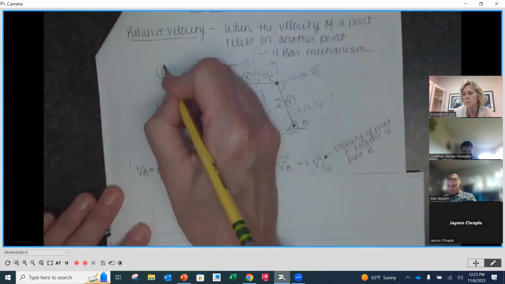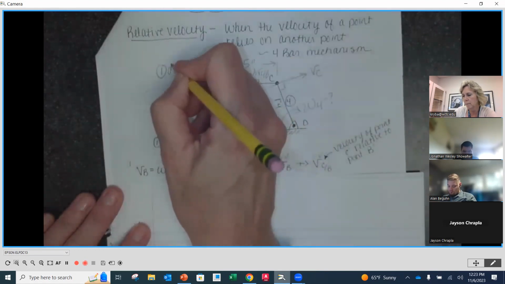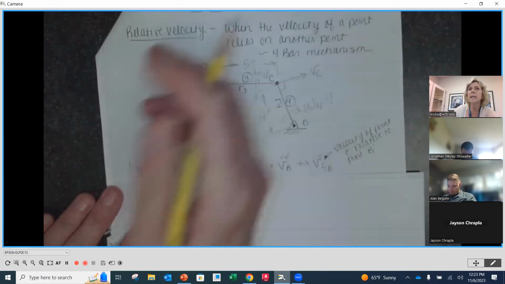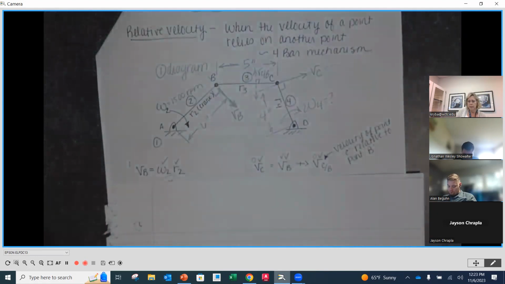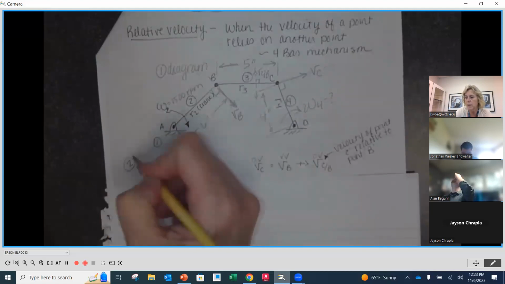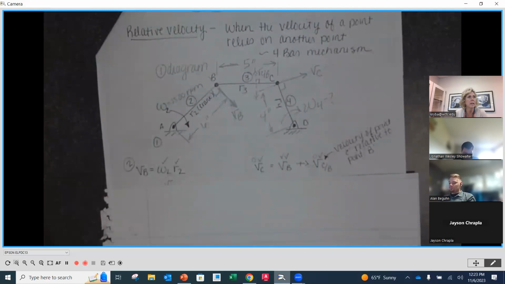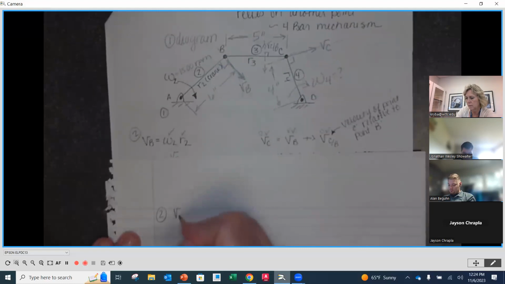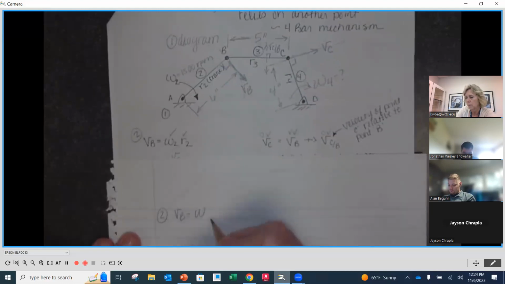I should take that back. Our first step will always be the diagram, okay? Because we're going to need the diagram to be able to create our vector equation in a little bit, because of the perpendiculars. So step number one is always going to be your kinematic diagram. Step number two then is going to be to calculate anything that we know, okay? So this is step number two, and this is going to be the velocity of B is going to be equal to the angular velocity of link number 2 times the radius to point B, which would be the length or the radius of link number 2.